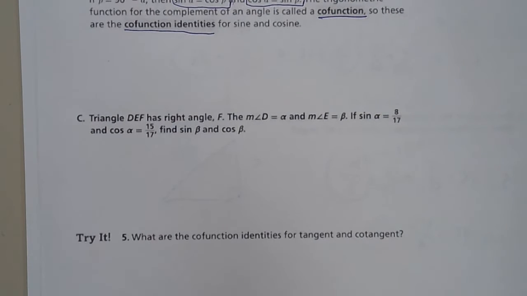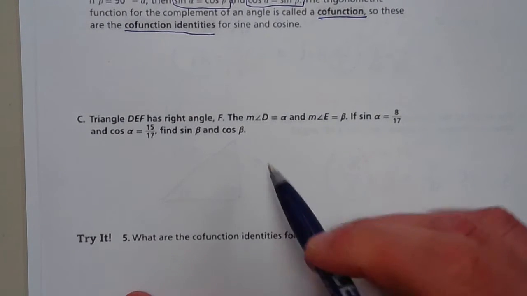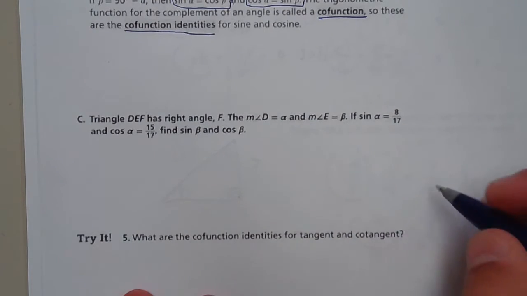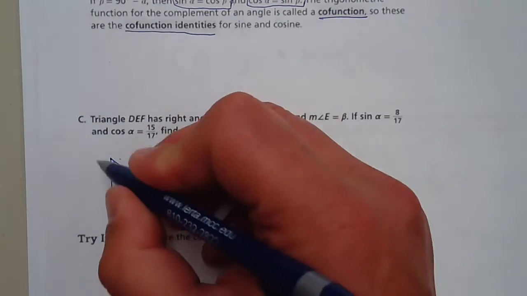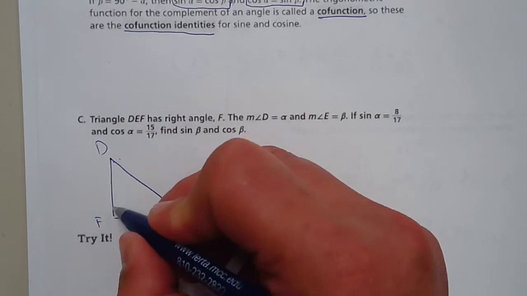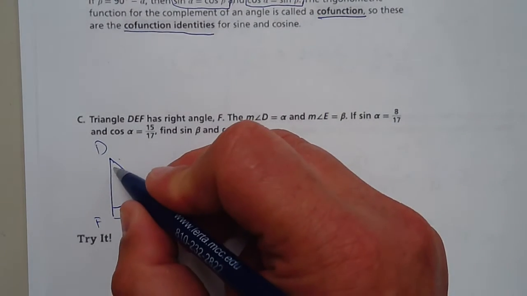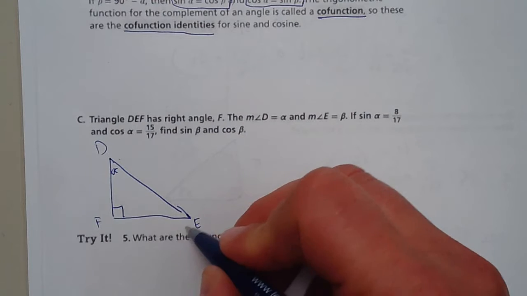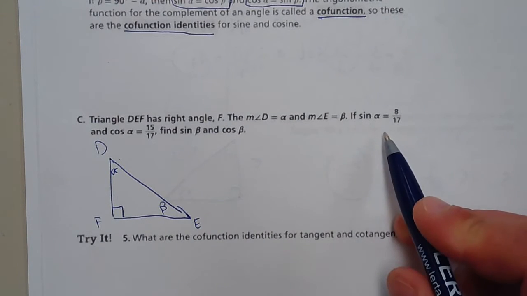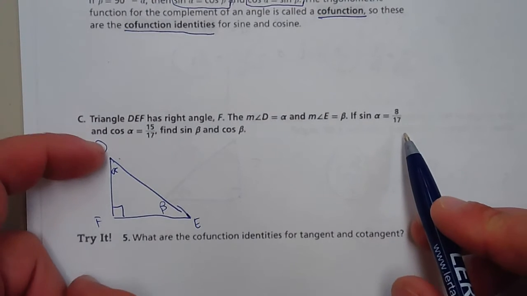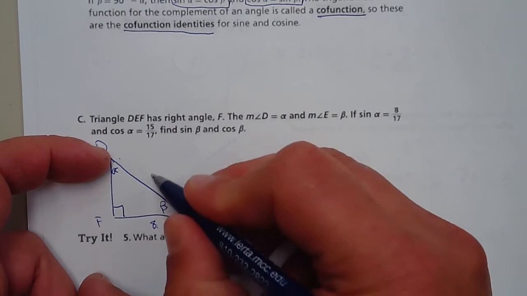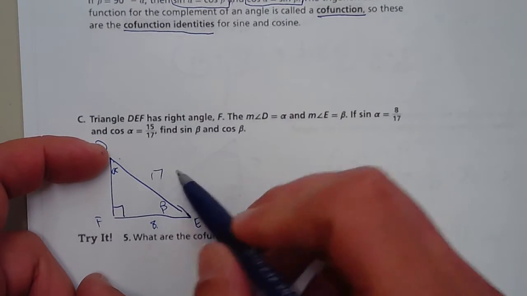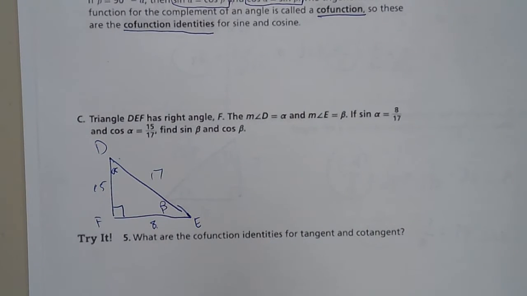All right, so next little piece here says triangle DEF has a right angle. Cool. D is alpha, E is beta. All right, so I'm going to go ahead and draw this while we're getting into it. So they want our alpha and beta angles to be D and E, which would make our right angle then F. Okay, so D is alpha and E is beta. Sine of alpha is 8 over 17. We'll go ahead and write those in. And cosine of alpha is 15 over 17. Perfect. So we actually know all the sides of that triangle. Great. Now this says find sine of beta and cosine of beta.